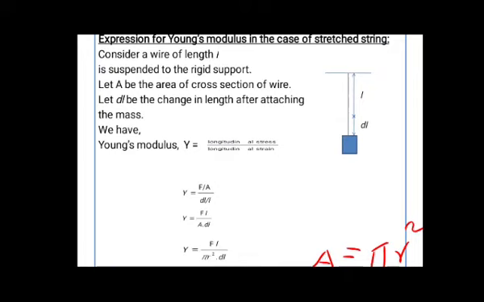Say the given wire is cylindrical in nature. Then the area can be calculated using the formula pi r square. Here pi is not typed properly, so I have written it properly: A is equal to pi r square. For a cylindrical wire, A is pi r square. So the expression for Young's modulus in the case of a stretched string is Y equals FL divided by pi r square into dl. F is the force applied, L is the length of the wire, r is the radius of the wire, and dl is the change in length of the wire.